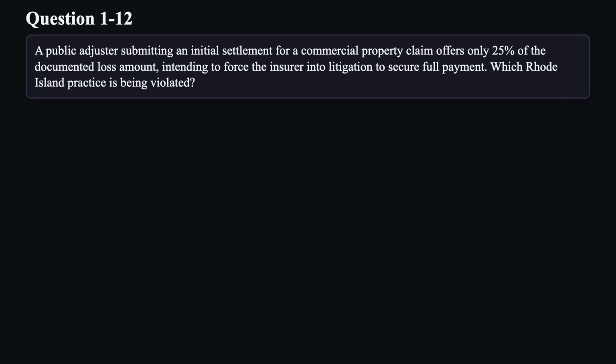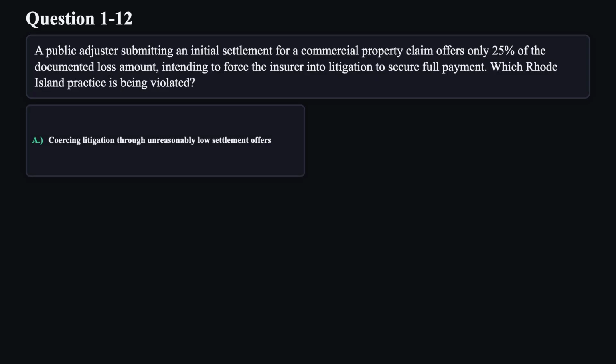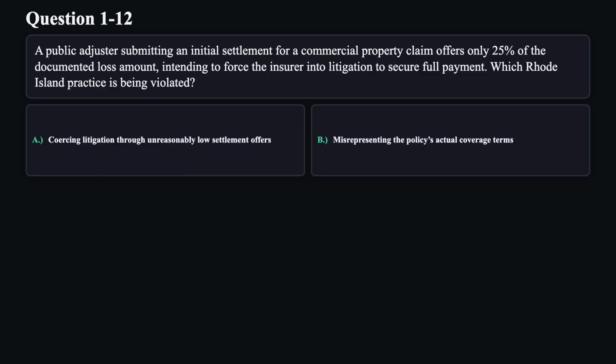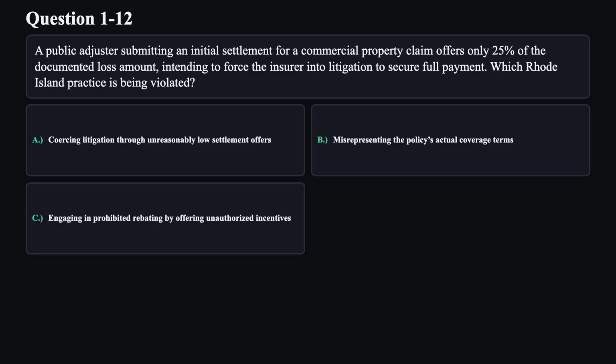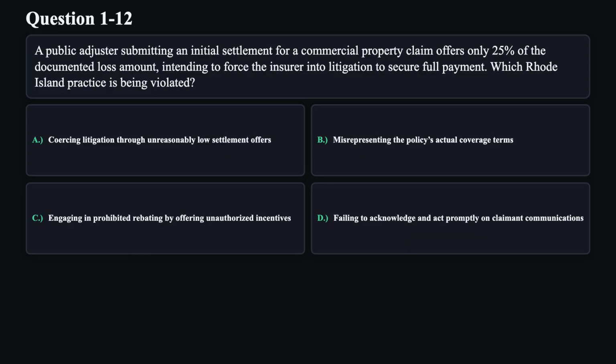Question 12. A public adjuster submitting an initial settlement for a commercial property claim offers only 25% of the documented loss amount, intending to force the insurer into litigation to secure full payment. Which Rhode Island practice is being violated? A. Coercing litigation through unreasonably low settlement offers. B. Misrepresenting the policy's actual coverage terms. C. Engaging in prohibited rebating by offering unauthorized incentives. D. Failing to acknowledge and act promptly on claimant communications.